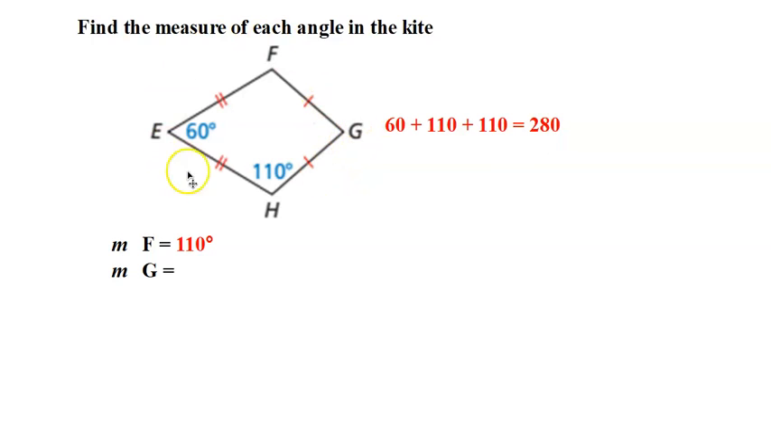The question is, how many degrees does it all total up to? All four. Well, it's a quadrilateral, so that would be 360 degrees. So all I have to do is subtract 360 minus 280, and so angle G is going to be 80 degrees, and that way they all add up to 360. Notice again, E and G are not congruent. E is 60, G is 80. Okay, only one set of congruent opposite angles.